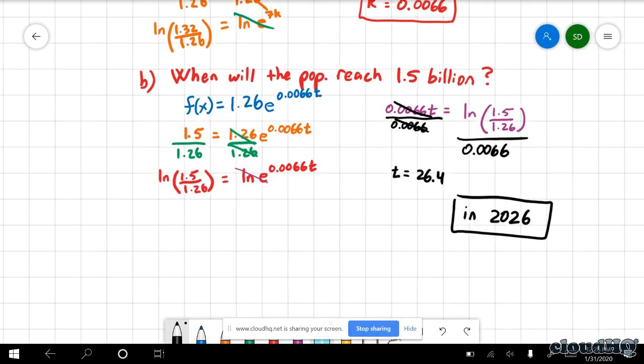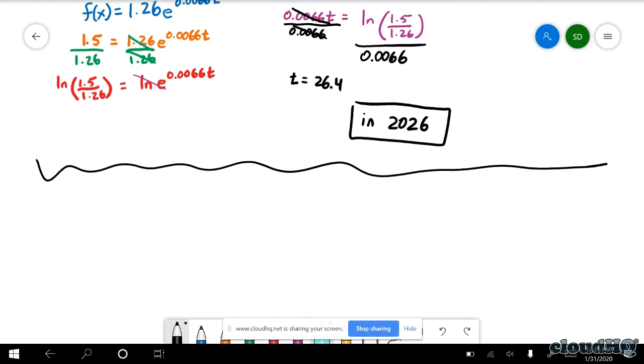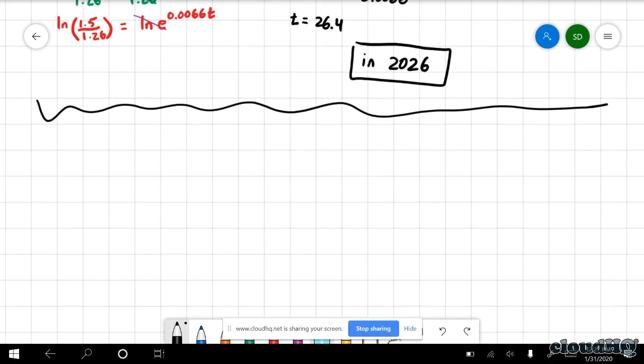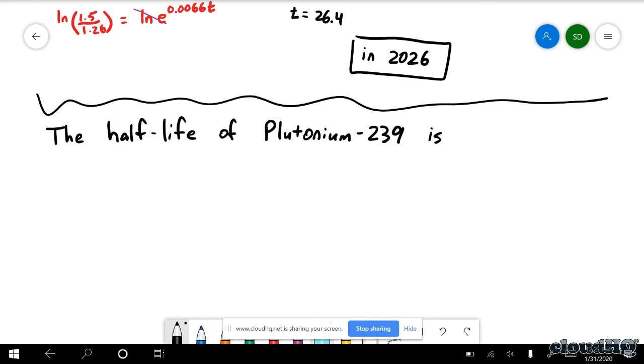Oftentimes with those, you hear about half-life. And so we're going to take a look at the idea of half-life. Let's talk about our book. I'm just going to steal a problem from the book. They talk about plutonium-239. They make this claim that the half-life of plutonium-239 is 24,000 years.